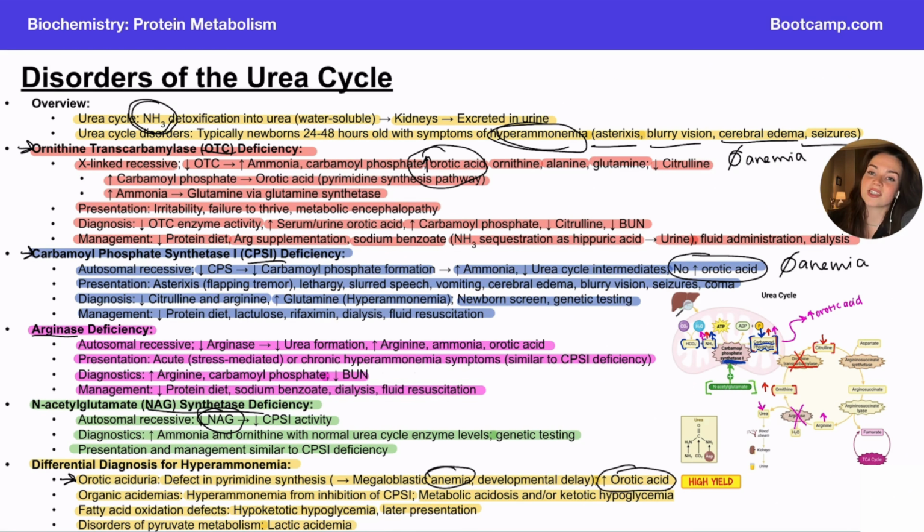We talked about a trick scenario that they just love to throw at you, where they make you figure out the difference between OTC deficiency, CPS1 deficiency, and orotic aciduria, which is a defect in pyrimidine synthesis. And remember, to tell all these apart, you're going to look at the level of orotic acid and the presence or absence of anemia. Each of those disorders had a different combination of those features. And these things were managed by decreasing the overall ammonia burden in the body, either medically or through diet or through dialysis. And that's all I have for you for this chapter.